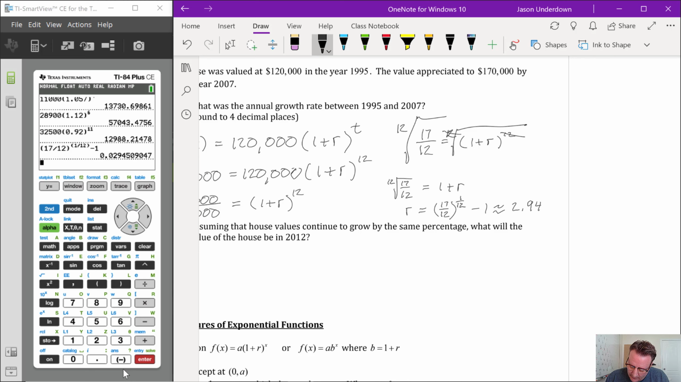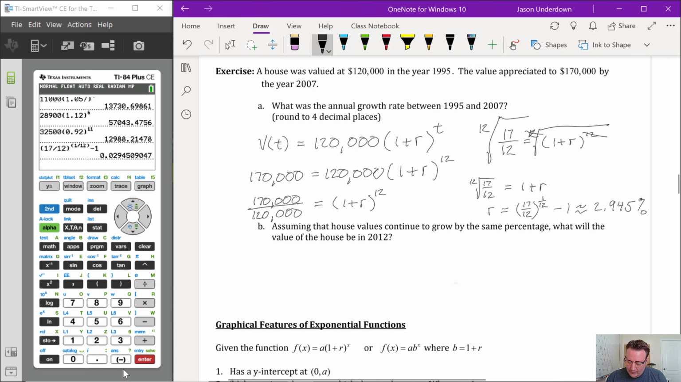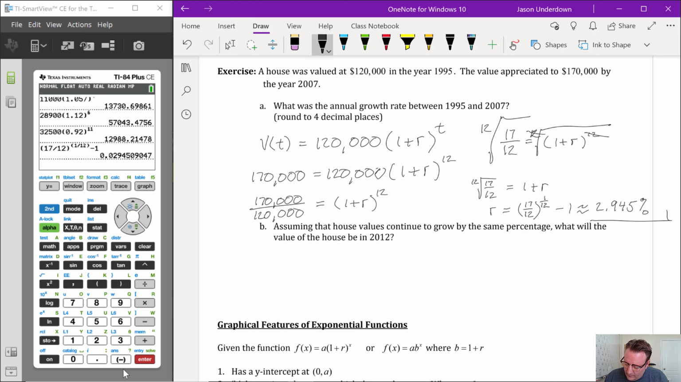2.945%. Okay. So there we go. Assuming house values continue to grow by the same percentage, what will the value of the house be in the year 2012?